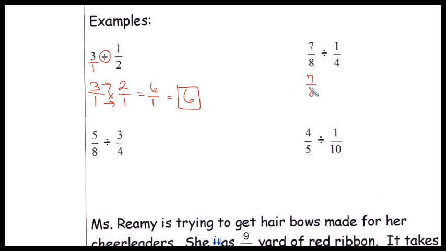Copy the first fraction, change that division symbol to multiplication, and then flip the second fraction, or write the reciprocal. The reciprocal of 1/4 is 4 over 1. So to finish this problem, 7 times 4 is 28, and 8 times 1 is 8. Careful, because we have an improper fraction right here.